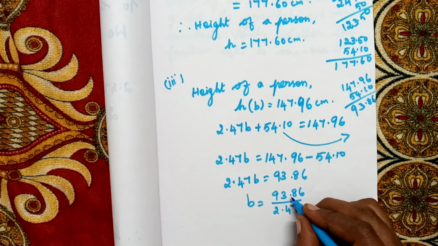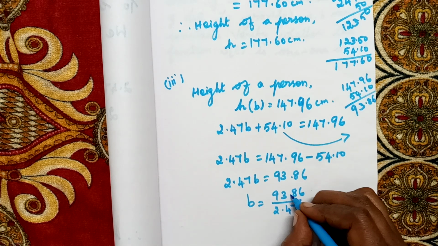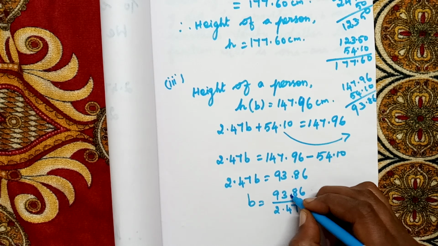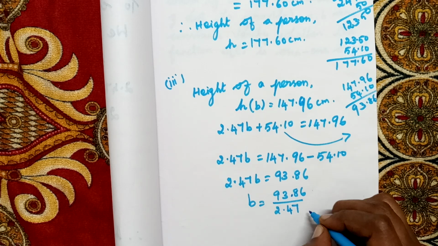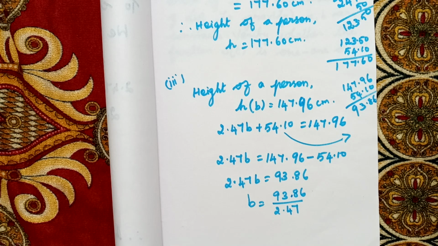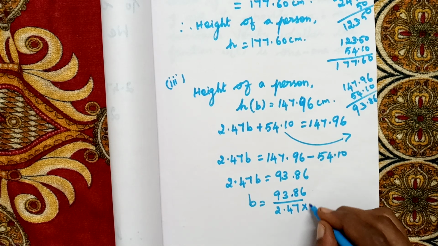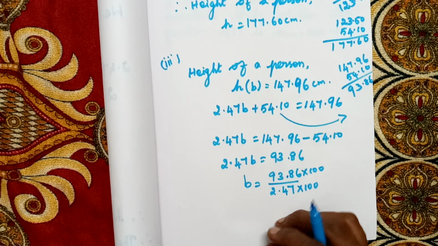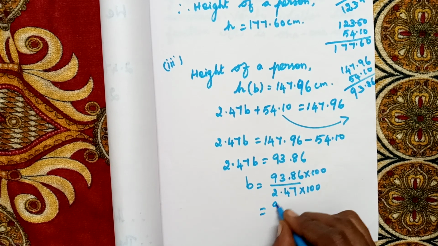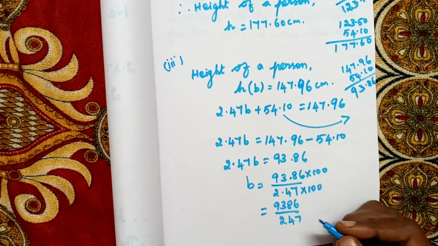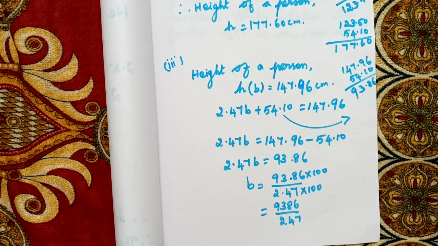After the decimal point, 2 digits are there. Here also after the decimal point, 2 digits are there. Numerator and denominator both have 2 digits after the decimal point. So the numerator and denominator we can multiply by 100. So it's equal to 9386 by 247.